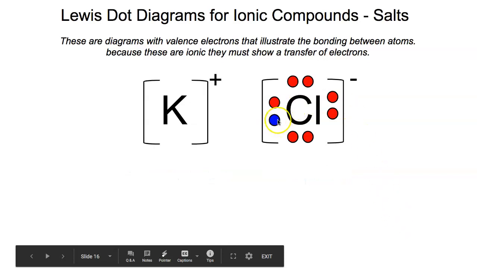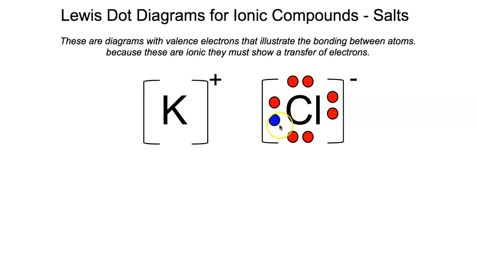Now, chlorine, we should recognize that it now became stable. Why did it become stable? Well, by having one more electron, it fills its outermost shell. Now it's as stable as argon. Potassium lost its outermost electron, and now it's as stable as argon. So it's important to realize that.